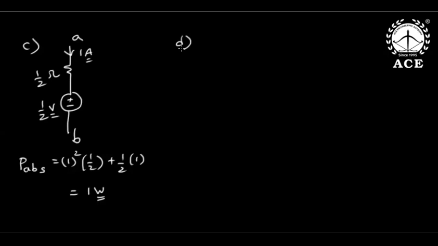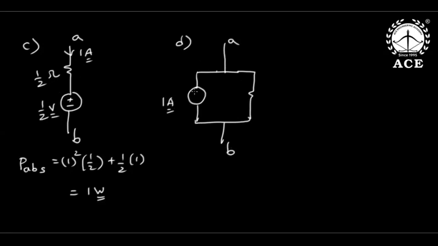Now, if you go with the next, I can do source transformation. A voltage source in series with resistance can be converted into a current source in parallel with resistance. I is V by R, 1 ampere, arrow up, and this is half ohm. The system current is still the same.